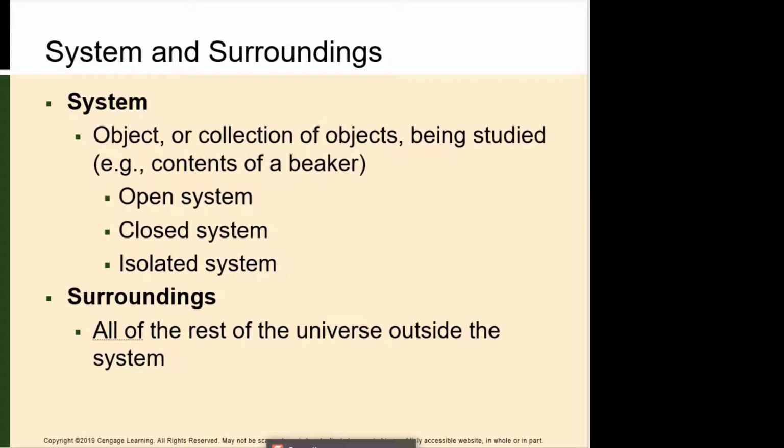In thermodynamics, the terms system and surroundings have precise and important meanings. A system is defined as an object, or a collection of objects, being studied. The surroundings include everything outside the system that can exchange energy or matter with the system. In future references, we will need to define systems precisely.